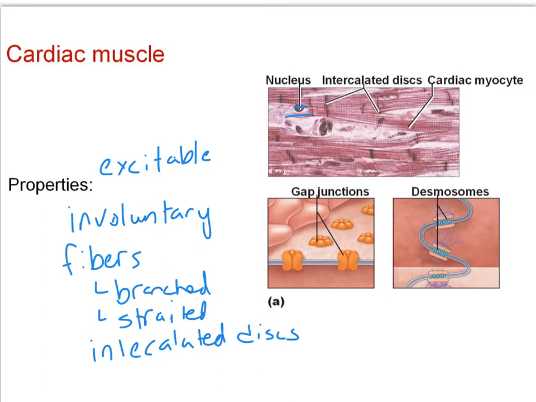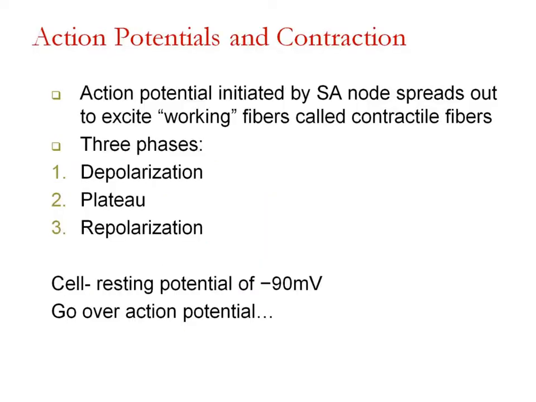We will review action potentials together in class because it's something that students generally struggle with, so I'm going to assume that we already did that and cruise on. Just like in smooth muscle and skeletal muscle, cardiac muscle tissue is excitable, and they do fire an action potential. This action potential is initiated by the pacemaker or the SA node, and it spreads to all the working fibers or contractile fibers, which is the majority of the myocardial cells.